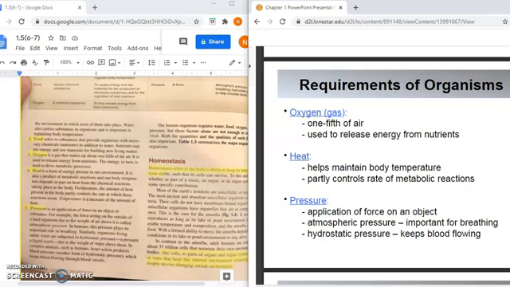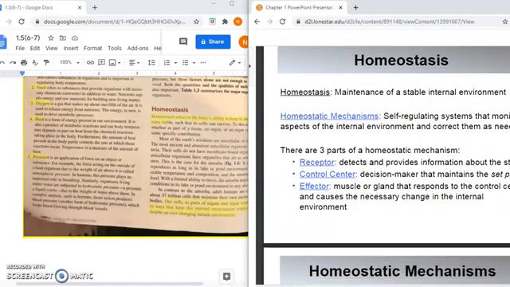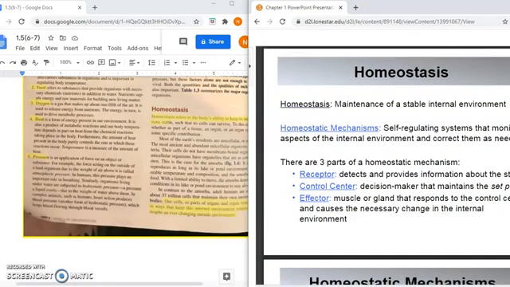This pressure is due to the weight of water. But in humans, the hydrostatic pressure keeps blood flowing. So for the second section, we're moving on to homeostasis. Homeostasis, as mentioned right here in the PowerPoint, is basically the maintenance of a stable internal environment.